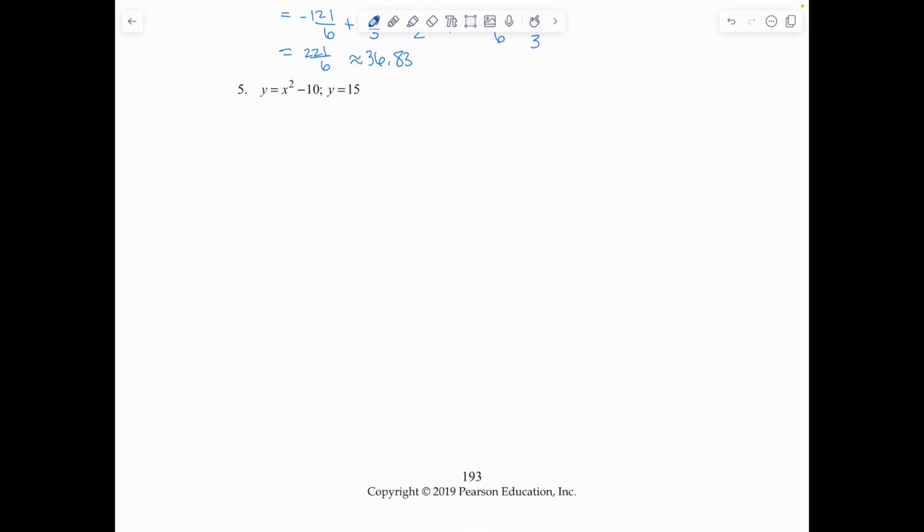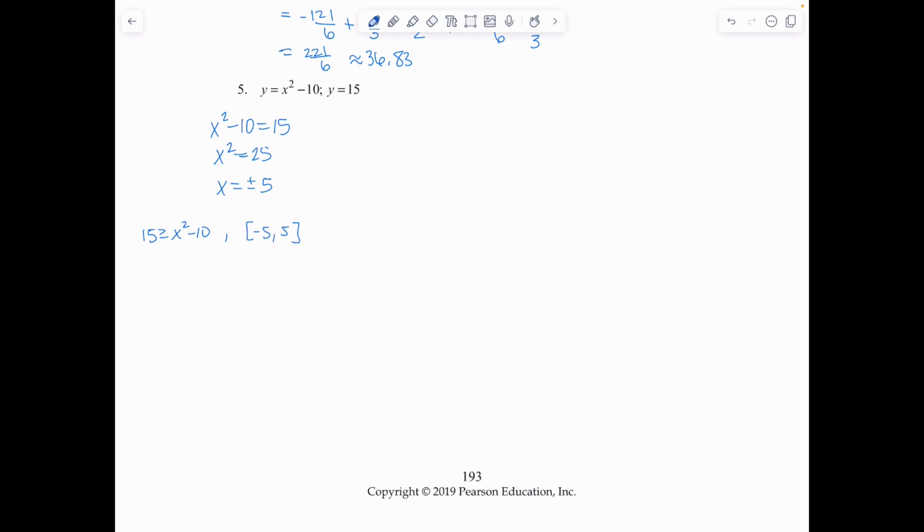Okay, number 5 is y equals x squared minus 10 and y equals 15. So the first step is to find where these two functions intersect. And to do that, we'll set them equal to each other. x squared minus 10 equals 15, x squared equals 25, x equals positive and negative 5. So a graph of x squared minus 10 and y equals 15 shows that 15 is greater than or equal to x squared minus 10 on the interval. Let me write this. 15 is greater than or equal to x squared minus 10 on the interval from -5 to +5.